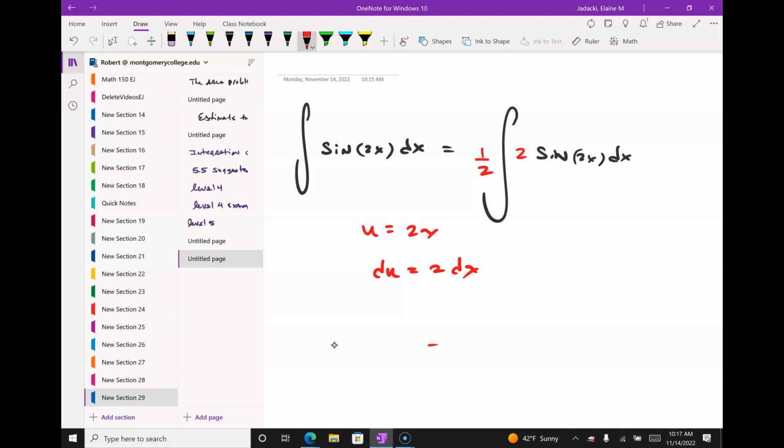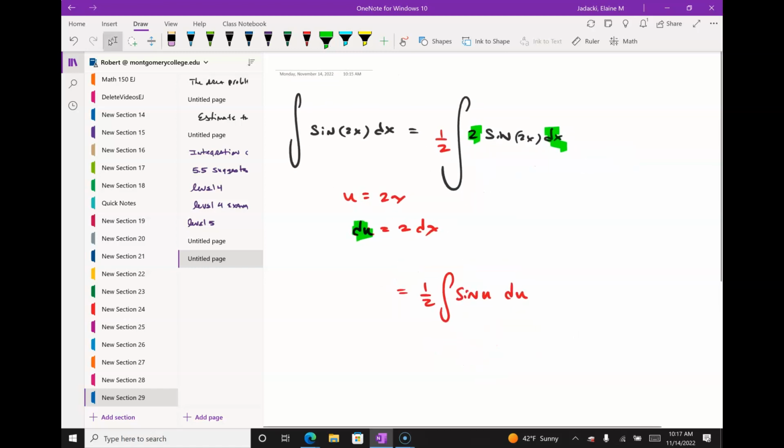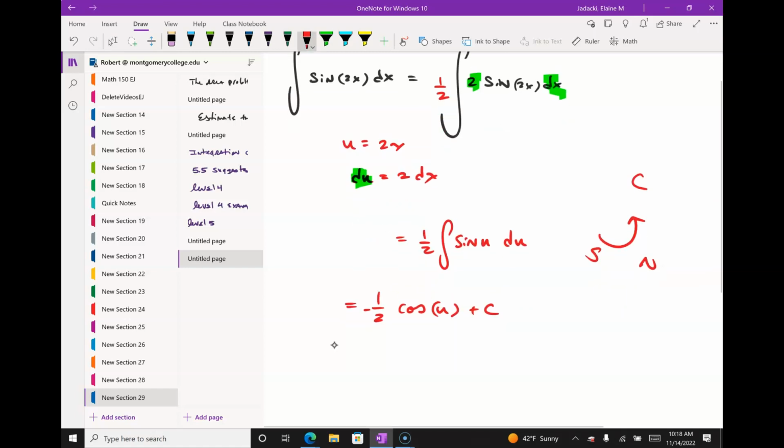So now I have 1/2 of the integral of sine of u du. Make sure you see that 2 dx became du, right? And the rest is sine of u. Well, I know how to integrate sine, right? It's the opposite of cosine. And of course, u is 2x.